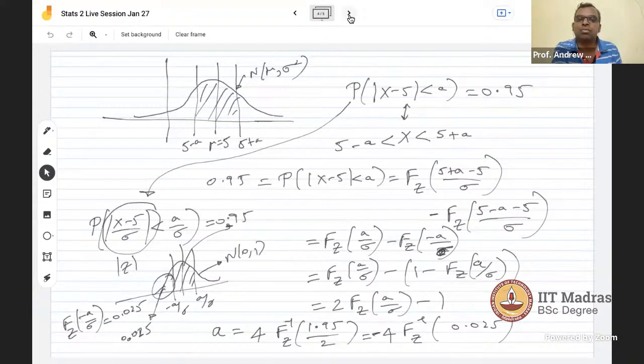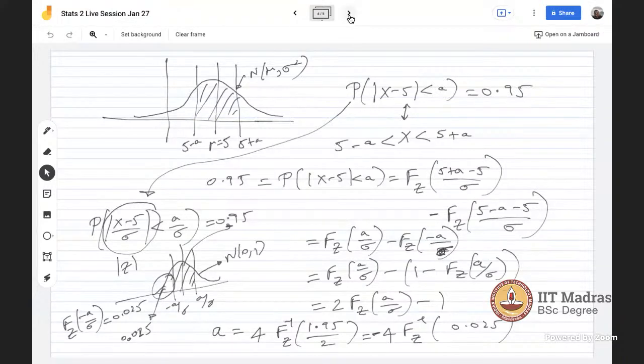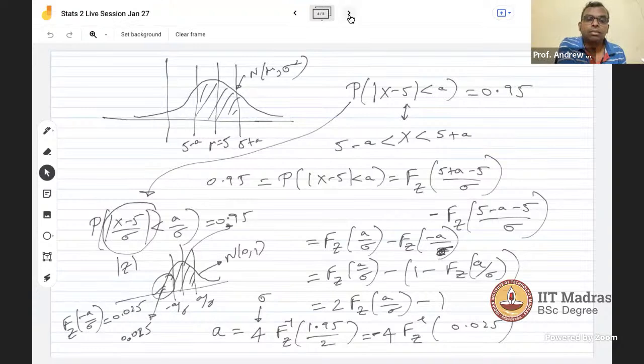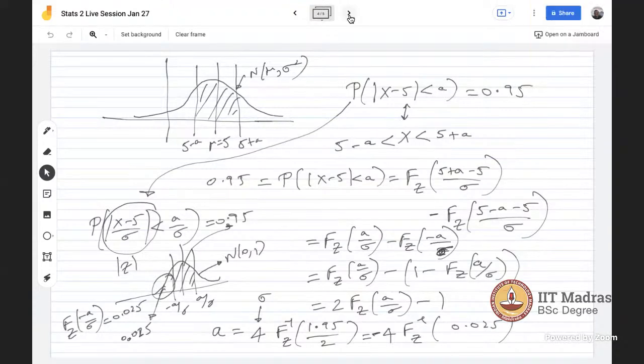Yes, sir. So the 4 is sigma, is it? Yes, absolutely. Excuse me, sir, why is it minus? This is sigma. In your equation you are telling Fz of minus a by sigma equals 0.025. Yes.